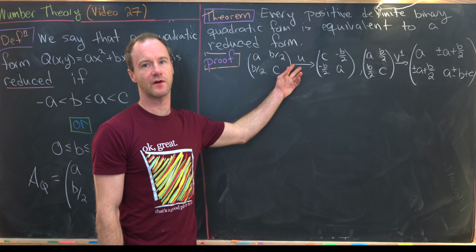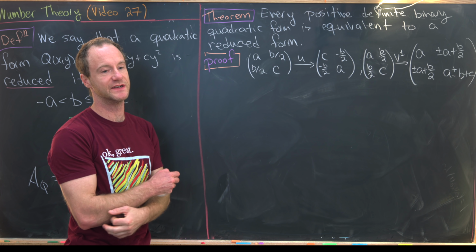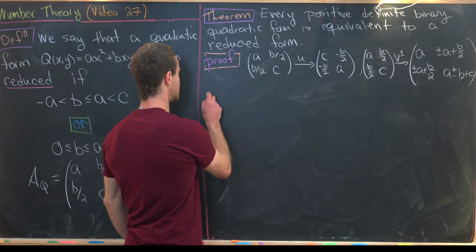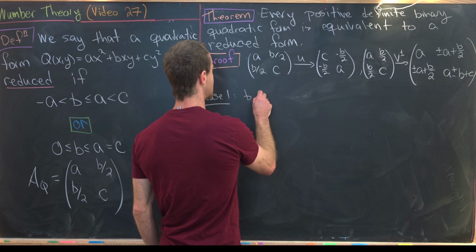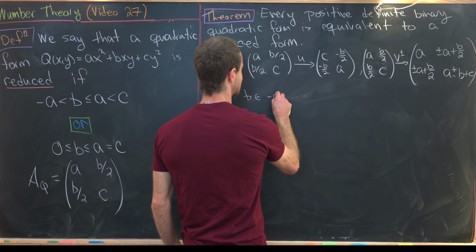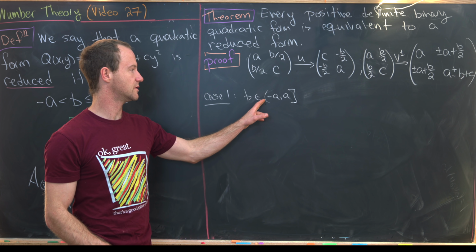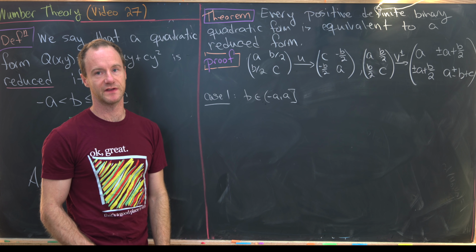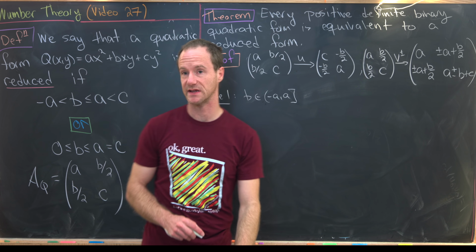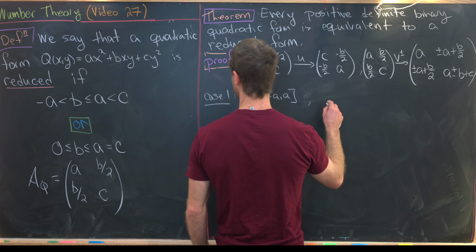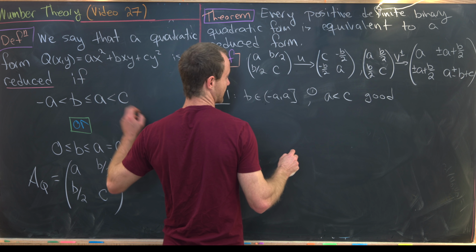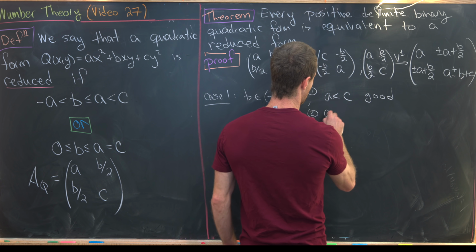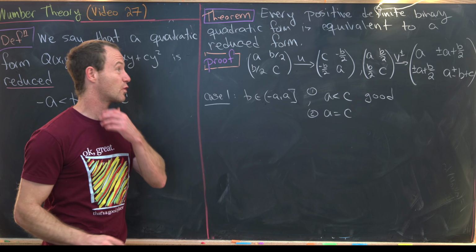Okay, I've recalled the action of our matrices U and V at the top, and now we're ready to jump into the proof. So maybe there's a case one, which is B is already in the correct range. In other words, B is on the interval minus A to A, where we don't include the bottom of this interval, but we do include the top of this interval. In other words, B is all set. Now this breaks down into three cases. If A is less than C, then we're good, because this condition is satisfied right here. And then part two, if A is equal to C, then we're not good.